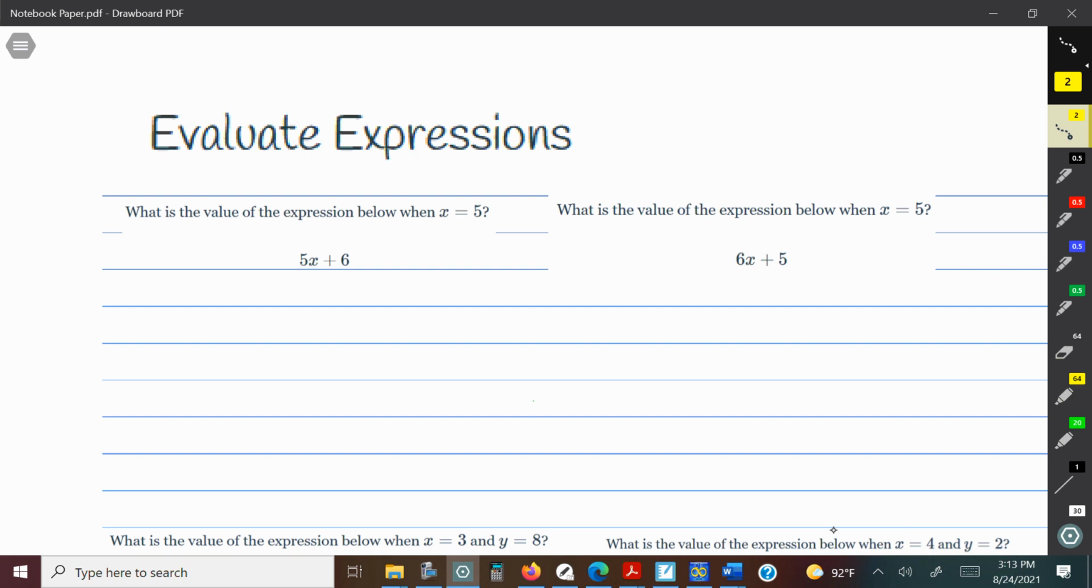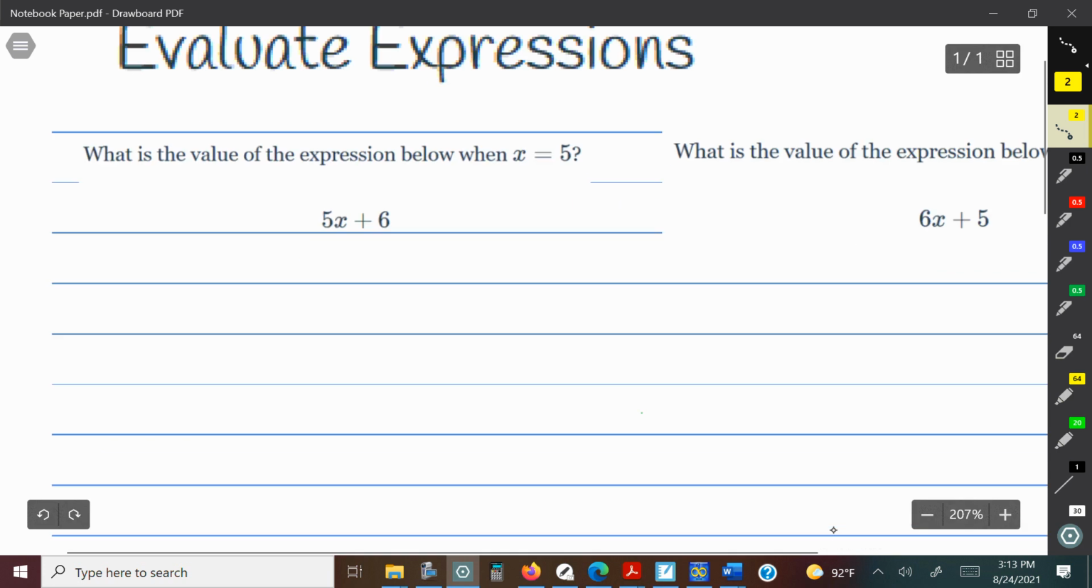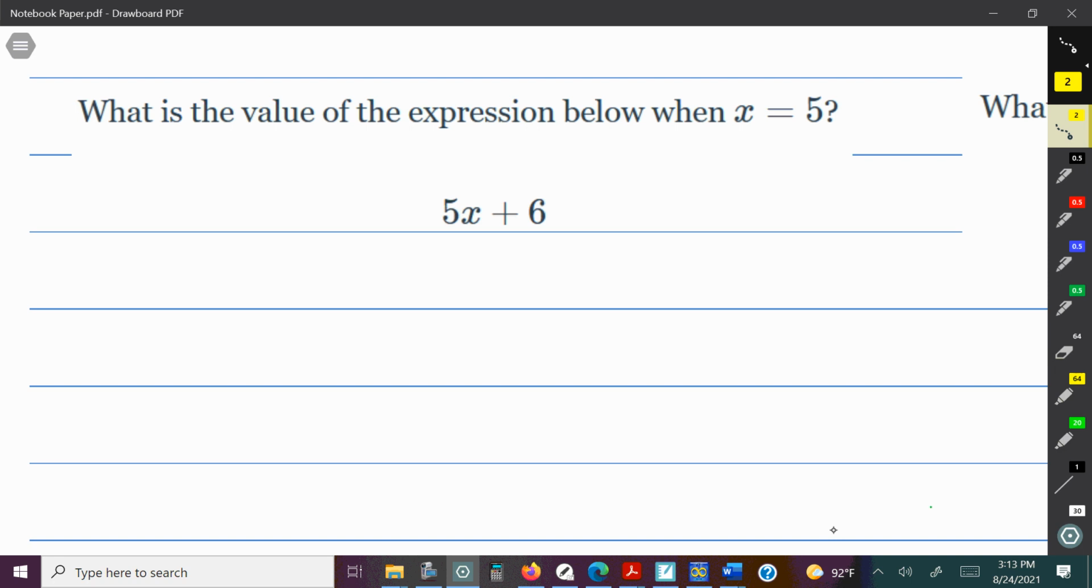So what we're gonna do is it says here, what is the value of the expression below when x is equal to 5? So they give you an expression. Let me zoom in here. And we're going to plug in 5 for x and solve it like regular order of operation.